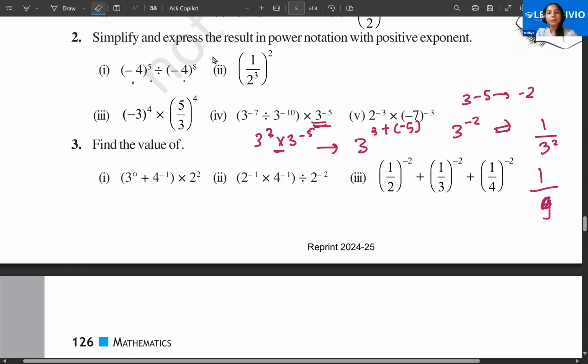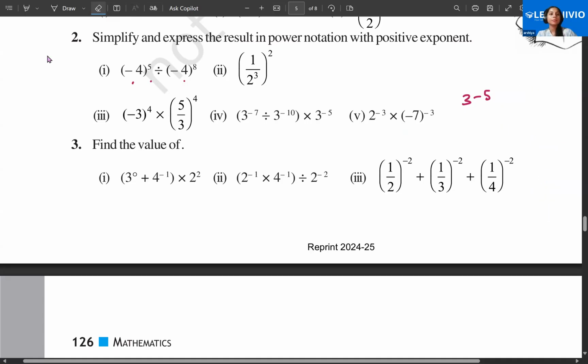We have to find the value. That's all the question says. I'll do the first part. So if it's 3 raised to the power of 0, what should I get? 1. 1 plus 4 raised to the power of minus 1. What will this be? Negative 4. So it's basically we have to multiply 4 into negative 1 times, right?